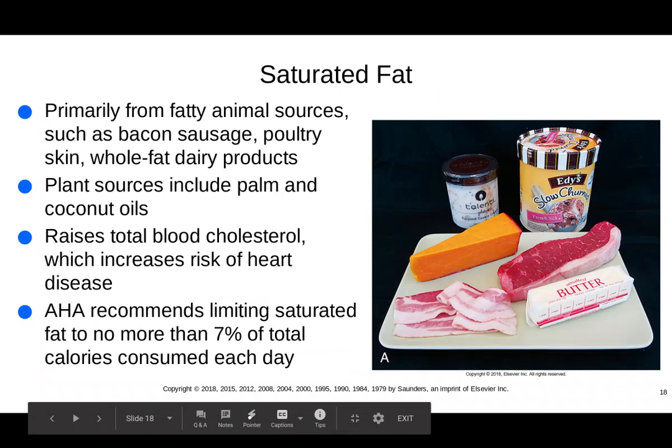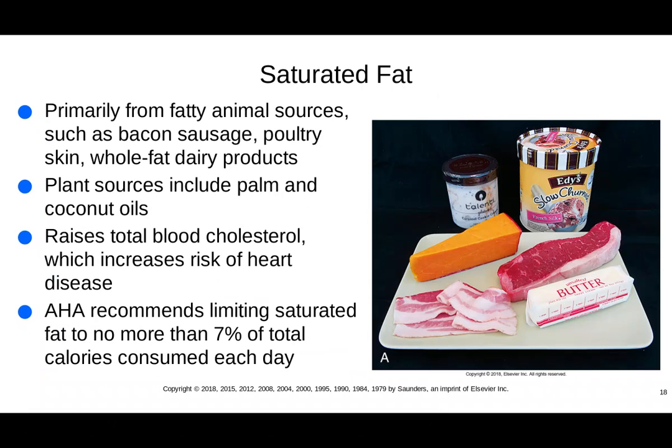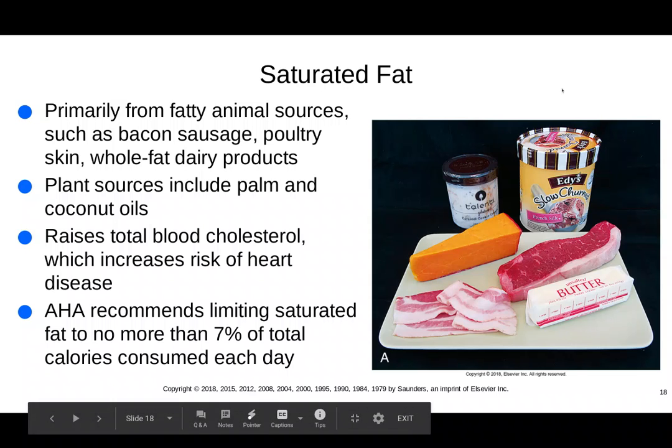So saturated fat is primarily coming from fatty animal sources: bacon, sausage, poultry skin, whole fat dairy products, and then also some plant sources such as palm and coconut oil. And it raises the total blood cholesterol, which we know increases our risk of heart disease. The American Heart Association recommends limiting saturated fat to no more than 7% of the total calories consumed each day. So that's a fairly small amount. Here are some examples of saturated fat items.